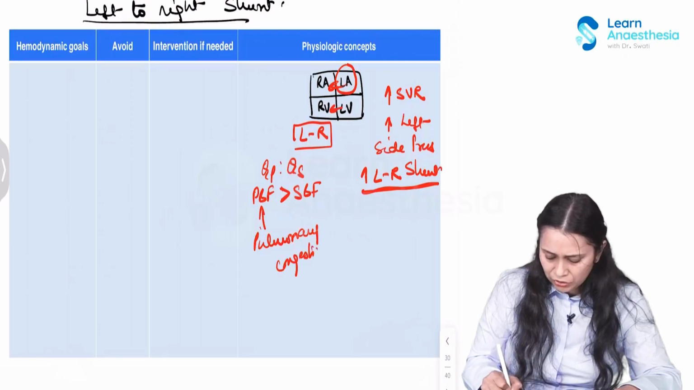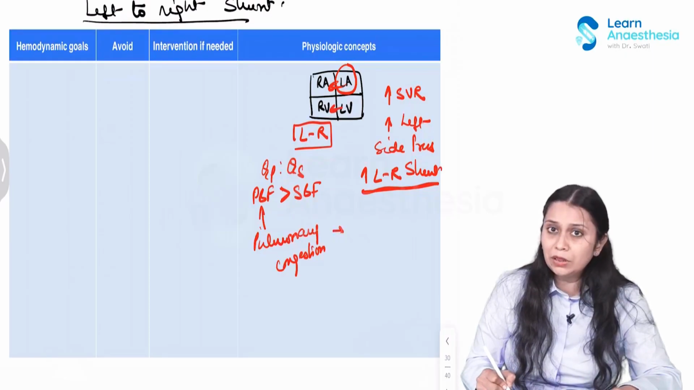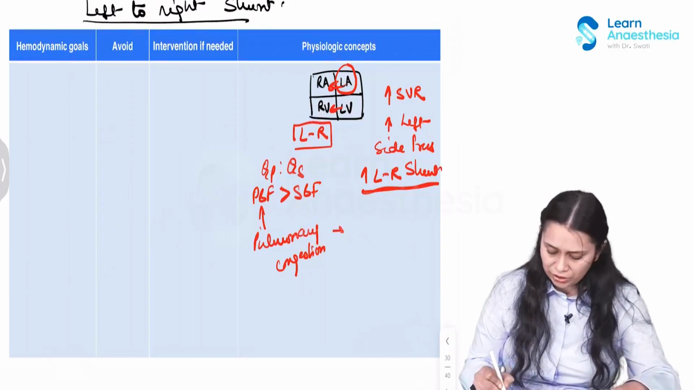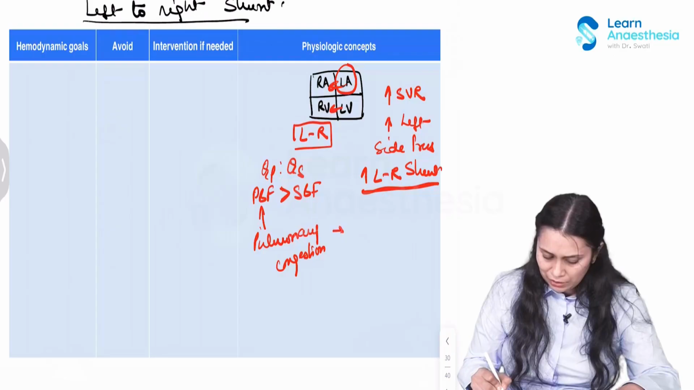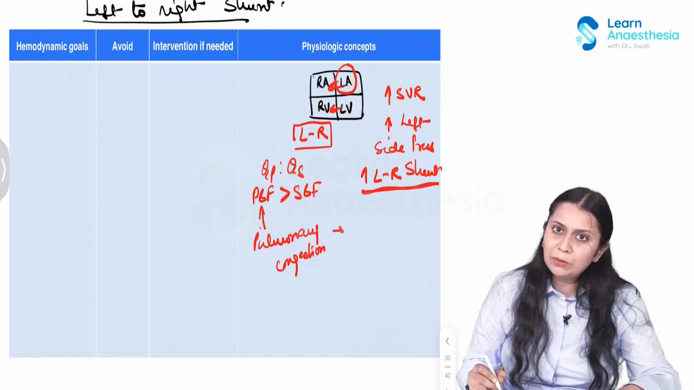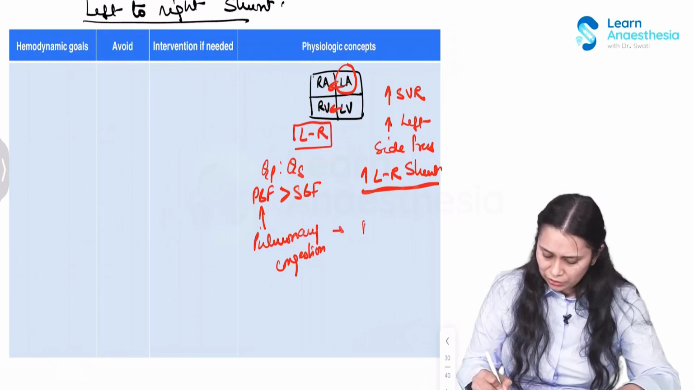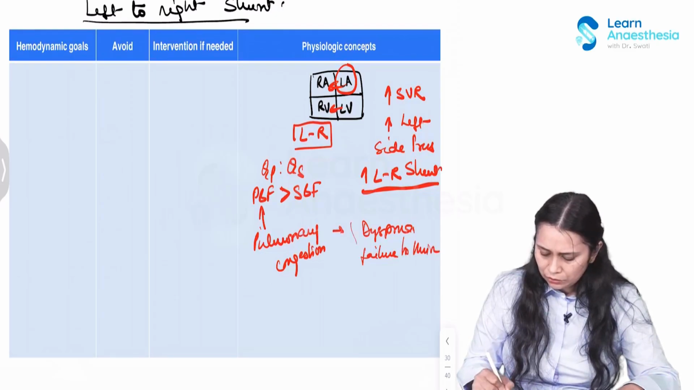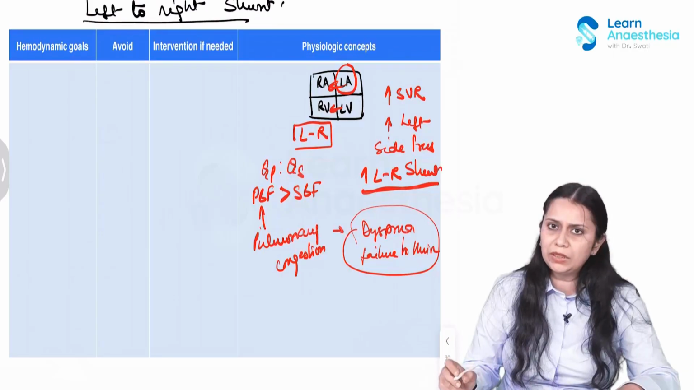And this pulmonary congestion will produce symptoms like dyspnea, failure to thrive, etc. So it will cause an increased burden on the pulmonary system. Pulmonary vascular resistance would increase and pulmonary pressures would increase. So it can cause dyspnea, it can cause failure to thrive in the patient, especially in pediatric patients, right? So we need to avoid this pulmonary congestion.